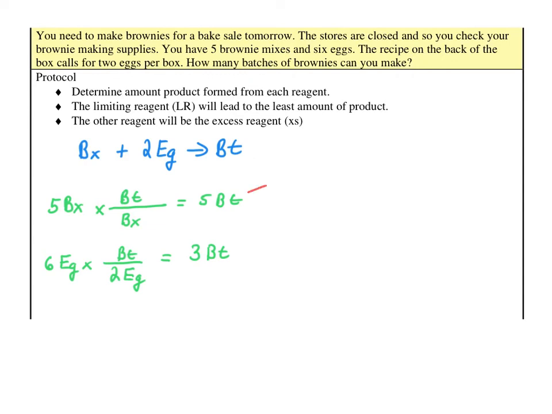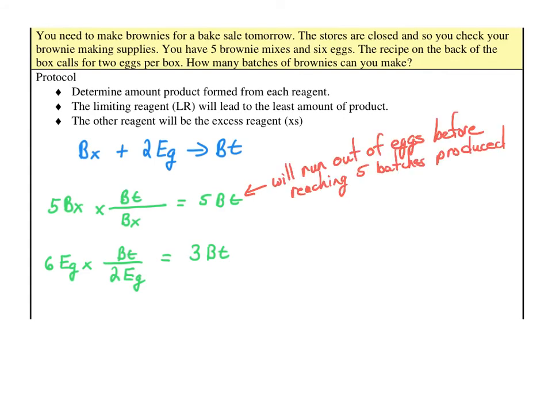Most of you have figured out already we will never get to 5 batches because we're going to run out of eggs before we get to 5 batches. Therefore, this is not our maximum product. Instead, the smaller amount is going to be our maximum product. This tells us that our eggs are our limiting reagent and our boxes are in excess.